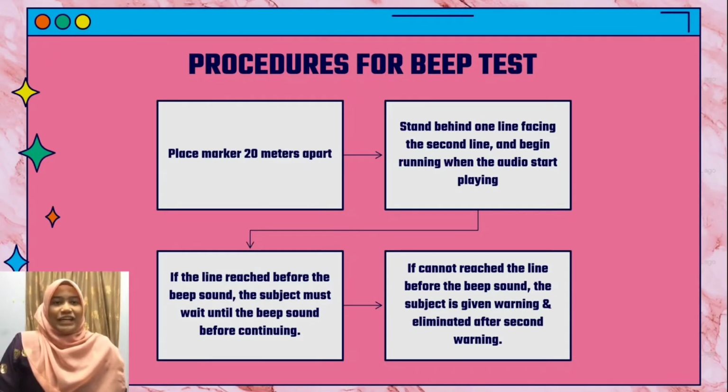For the next slide, I will explain about the procedure for the beep test. First, you need to place markers 20 meters apart. Then, stand behind one line facing the second line and begin running when the audio starts to play. After that, if you reach the line before the beep sound, the subject must wait until the beep before continuing. And lastly, if you cannot reach the line before the beep sound, the subject is given a warning and eliminated after the second warning.